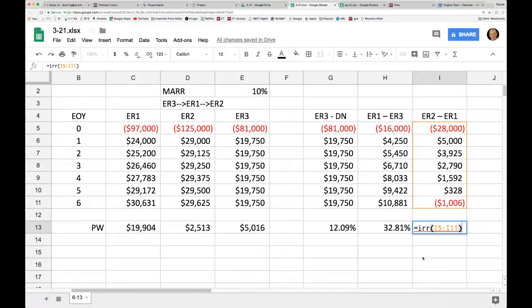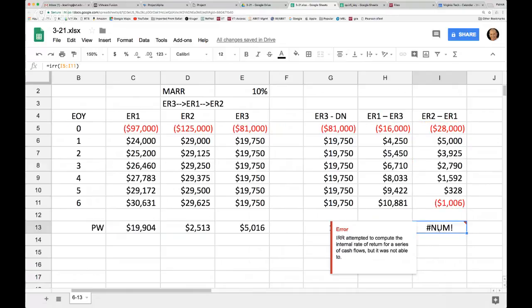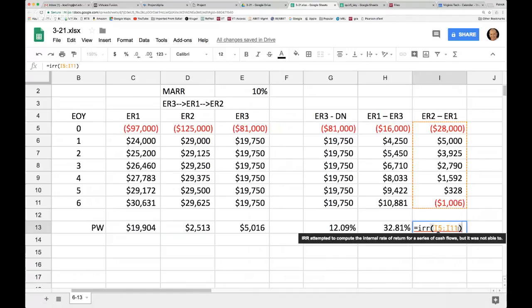Remember, change of sign, right? So we have in the cash flows one change of sign, two changes of sign. So we could have as many as two possible solutions. And when that happens, sometimes your rate of return goes belly up, right? You get that dreaded #NUM, #NUM. Tough.